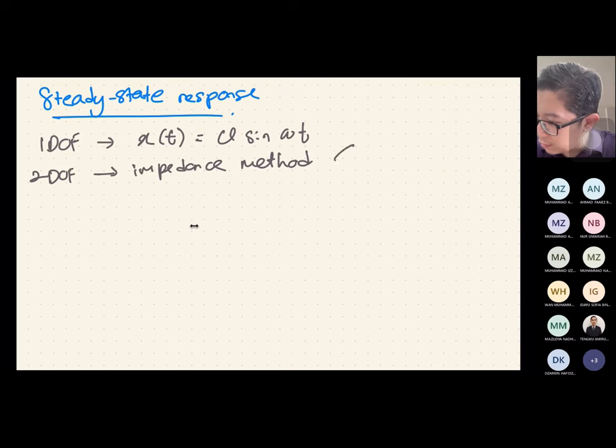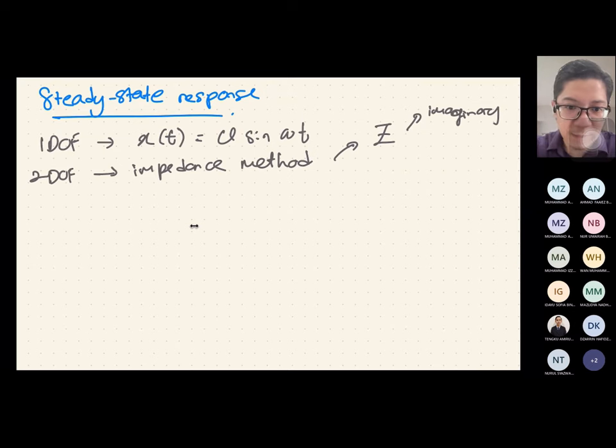Okay, so the impedance method is the one where we have the capital Z. We use capital Z, or basically we are using the imaginary values to define the equation. So we'll go through that. If you want to look at the notes, it should be in chapter 5 on forced vibration analysis, chapter 5.